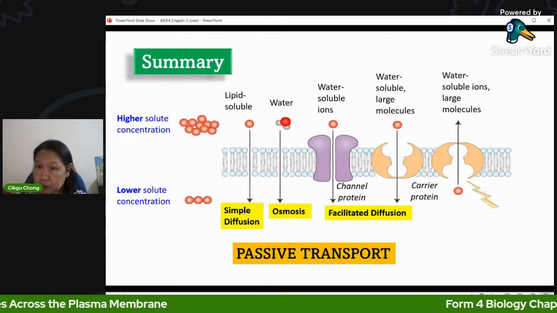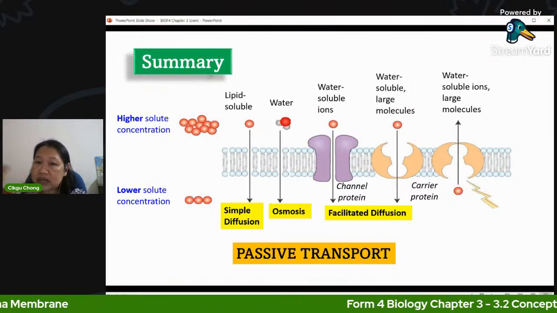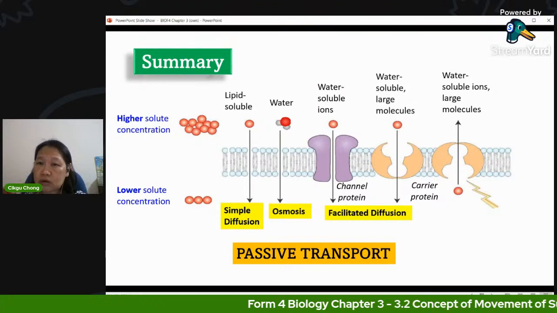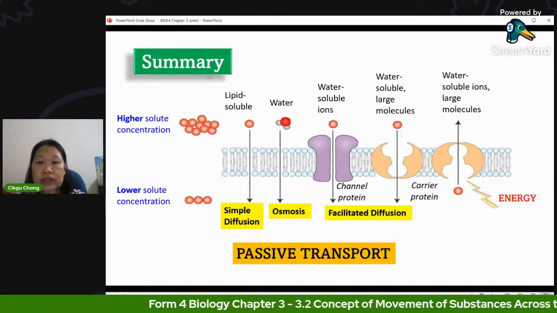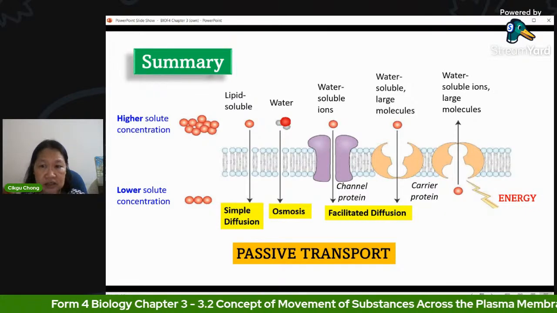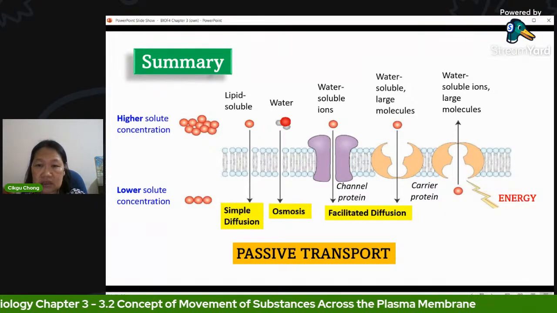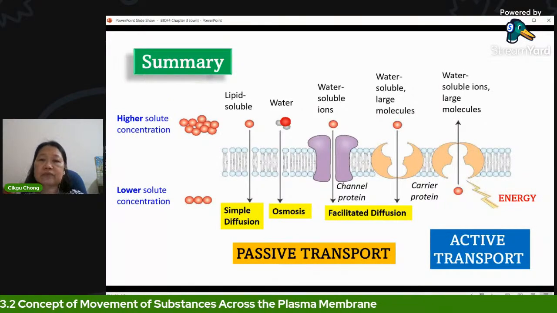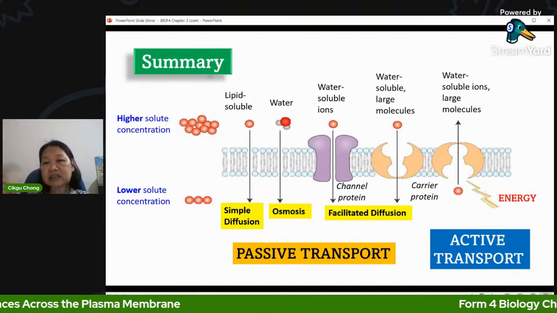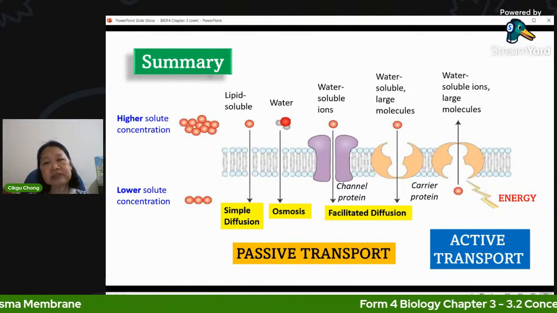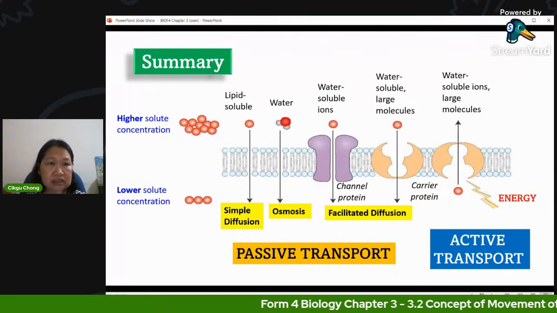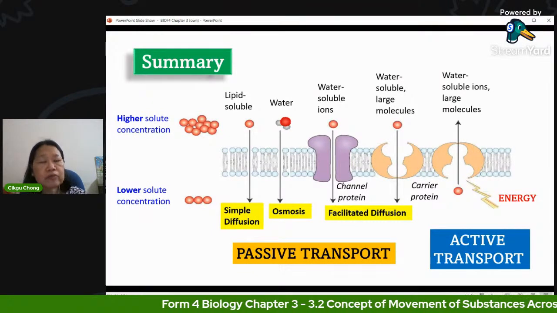Then the other one: water-soluble ions and large molecules, but they want to travel the other way around, from less to more. This one is going against the concentration gradient, and with energy, this will be known as active transport. It also uses a carrier protein, but it is against the movement, that means from less to more. All right, so this is a summary. Remember this, you may want to copy it down later.